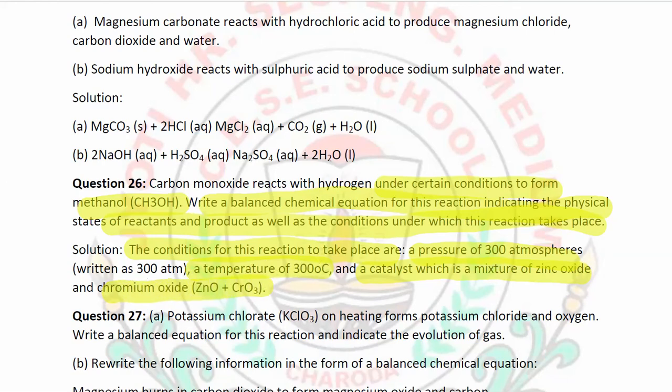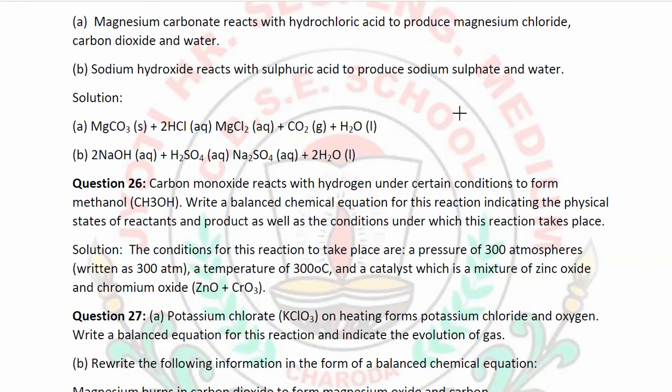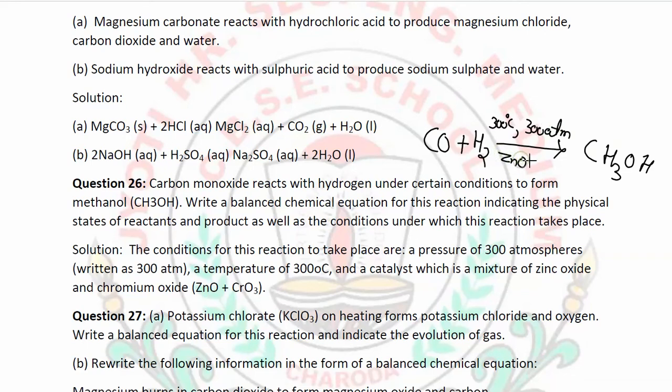So on writing the chemical equation here, the reaction will become like this. Carbon monoxide CO reacts with hydrogen gas to form methanol CH3OH. But here 300 degrees Celsius temperature, 300 atm pressure, and ZnO plus CrO3 will be required out. So this thing we have to mention out here. So this is the chemically balanced and properly mentioned equation.